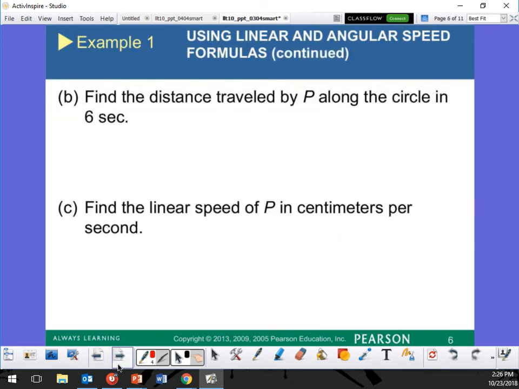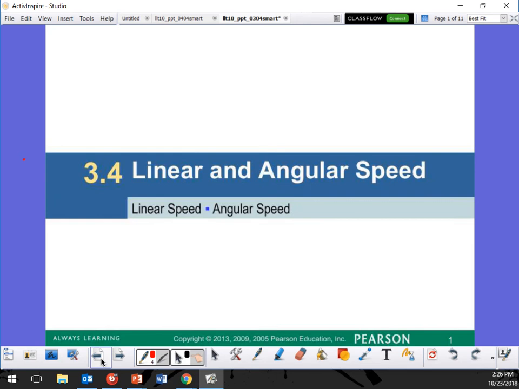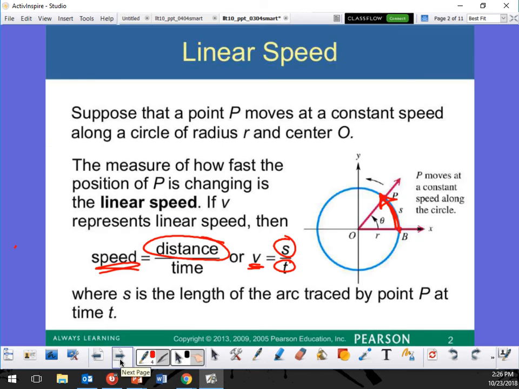All right, let's take a look at this next one. From my previous one, it's the same stuff. And it says find the distance traveled. So what variable represents distance? S. Distance is the S. Very good.